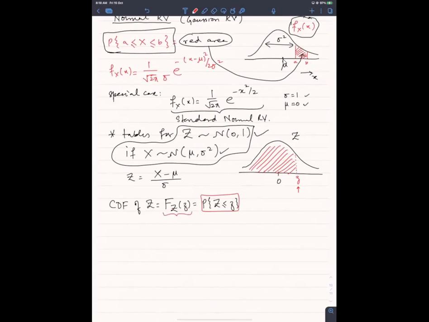ये F_Z of z को अक्सर denote करते हैं phi of z से भी. Same thing, दो different notations हैं. अक्सर books में phi of z लिखा होता है. So phi of z is basically this red area which is shown in the figure. And when you see the tables, you will normally see phi of z listed for positive values of z. Z की सिर्फ positive values के लिए होता है, but Z की negative values भी तो हो सकती हैं.